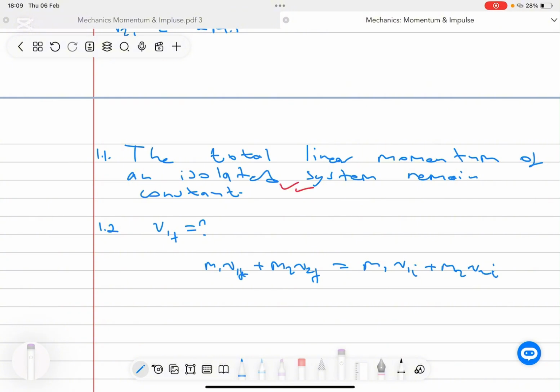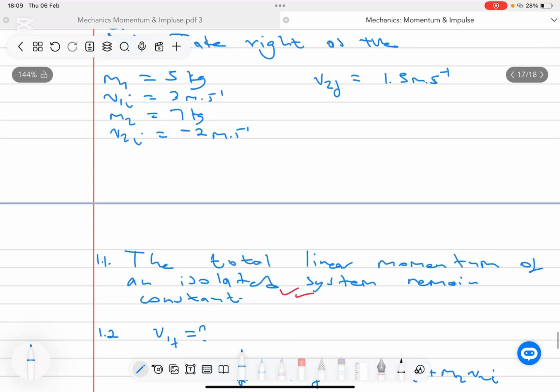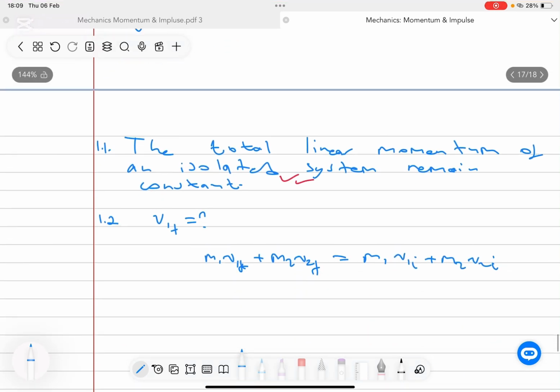Now, at this stage, we can substitute the information that we have. We know that m1 is given by 5. So here I'm going to have a 5, and v1 final is what we are looking for actually. So I'm going to write that as v1 final plus m2, we said it's a 7.